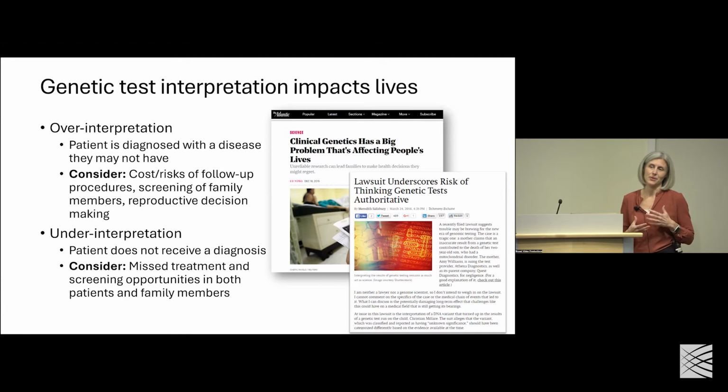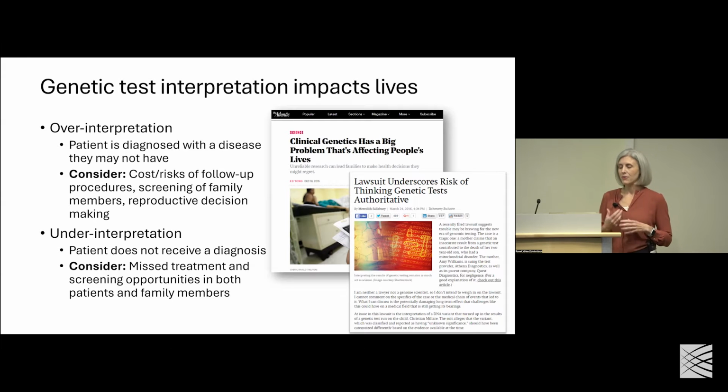And before I take you through those, I just want to give you a sense of why we go through this process, why we put ourselves through this. And it's really that the results of genetic testing, as with many other medical tests, does impact lives. So it's very critical that we get these interpretations right.